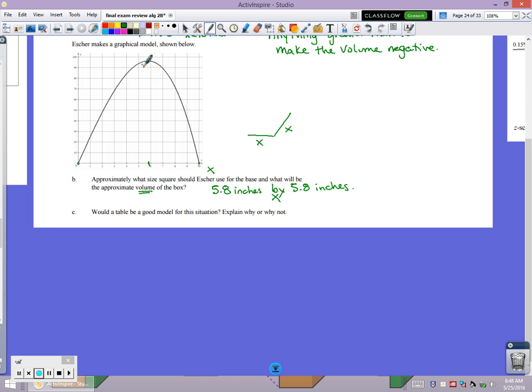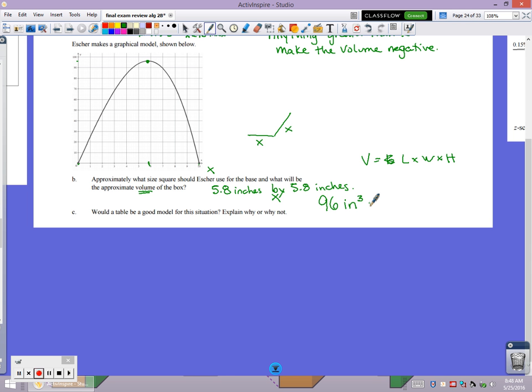Okay, so the highest amount is here, which is about right there, and it looks like between 90 and 100, closer to 100 than 90. So we're going to say maybe 96 or 97. So about 96. And we're talking in inches, and volume, remember, is length times width times height. I was going to say base times height, but length times width times height. So we have 3 dimensions there, so it's going to be inches cubed.